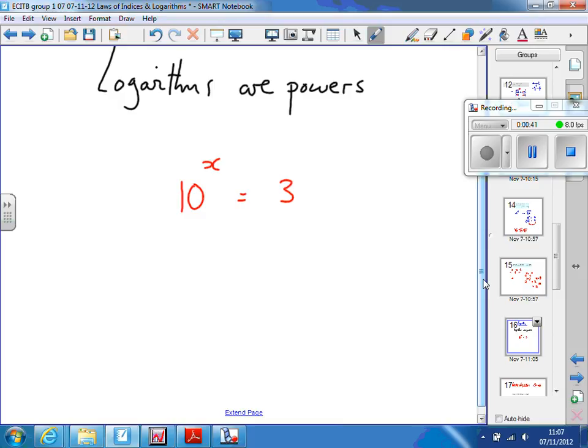So the logarithm to the base 10 of 3 is the power to which I have to raise 10 to get 3, is what we call the logarithm of 3. And there's a button on your calculator that allows you to find that out, and it's got log written on it. So if you hit log 3, you get a number, which is 0.477121.